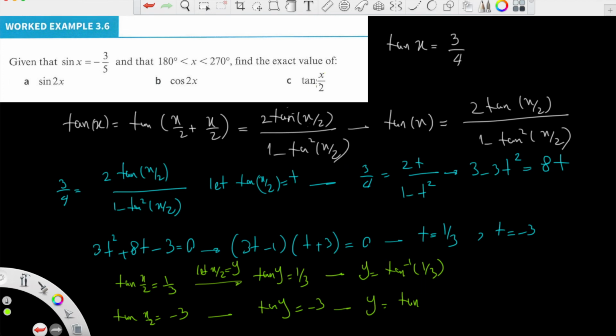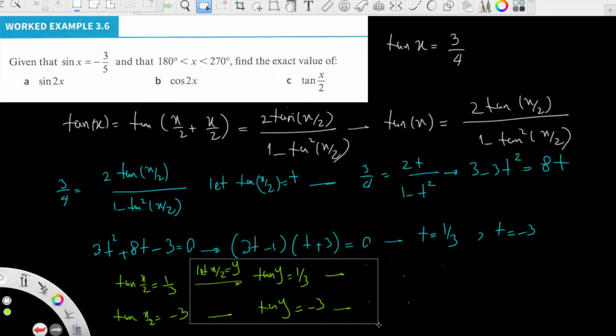actually we are not supposed to find x over 2, so there is no need to take these steps because the angle is not asked. We are supposed to find tan of x over 2. So let me erase them. Erase this part.